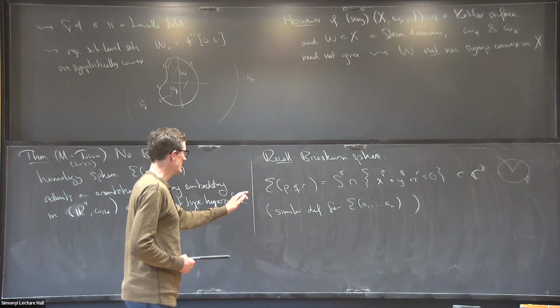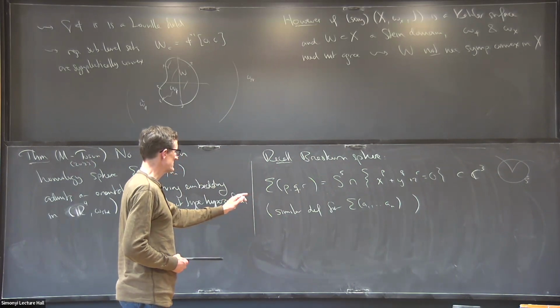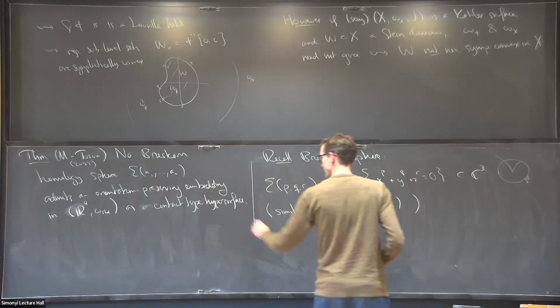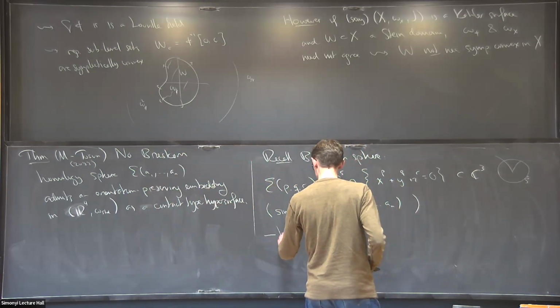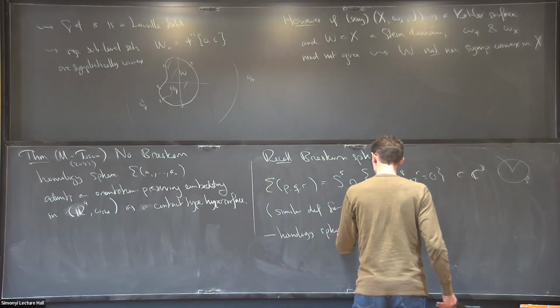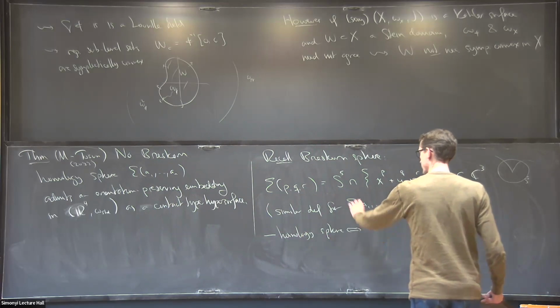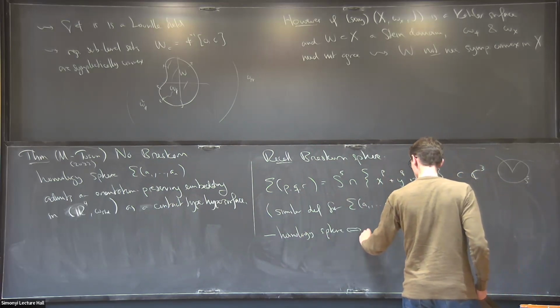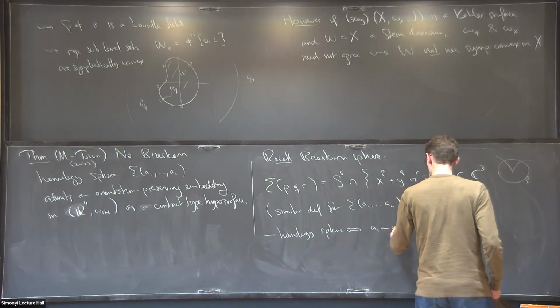This definition more or less makes sense for any p, q and r, but the homology sphere condition is that these integer parameters should be pairwise relatively prime.